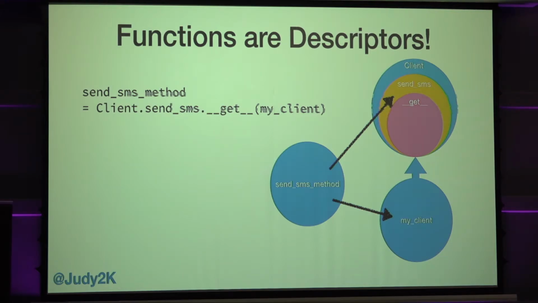It returns one of these bound method objects. It creates one on the fly, which has a reference to my client and a reference to send SMS. So this is the instance, and that's the function we want to call. So it has all the information it needs. That is a callable object that it's returning you, the method.